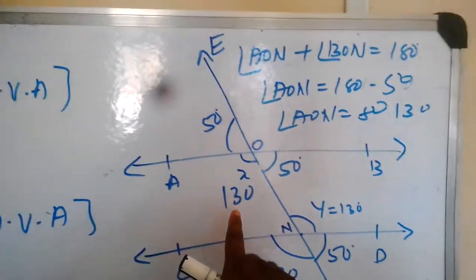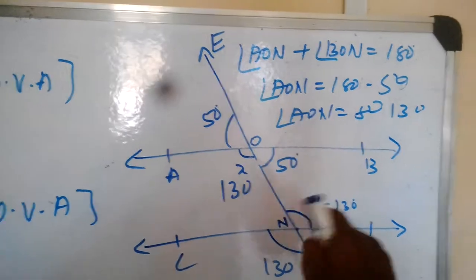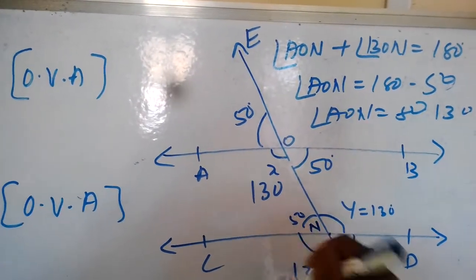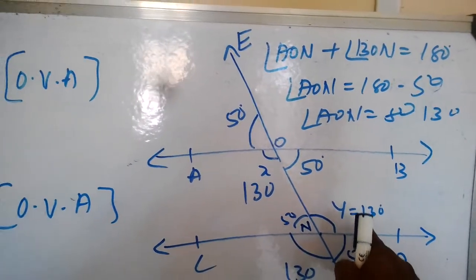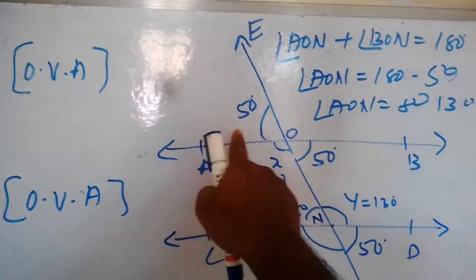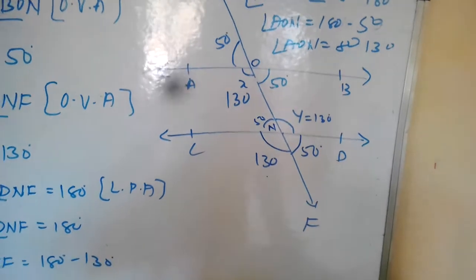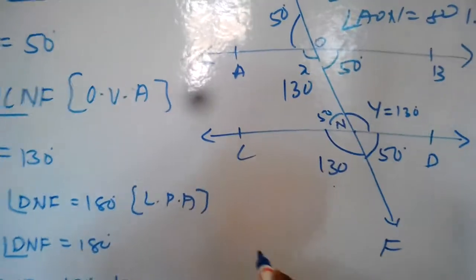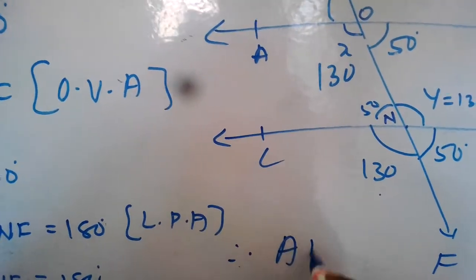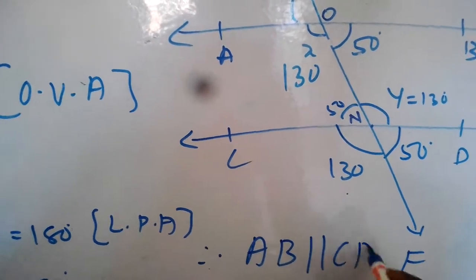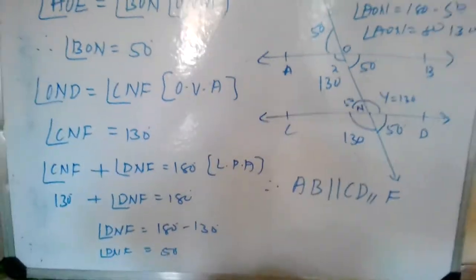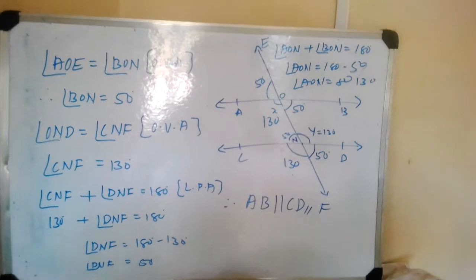Okay, so here 130 is 130, automatically here also we are getting 50 degrees, alternate angles are equal. Okay, and alternate exterior angles are equal. If alternate angles and alternate exterior angles are equal, then the two lines AB and CD are parallel. Clear?